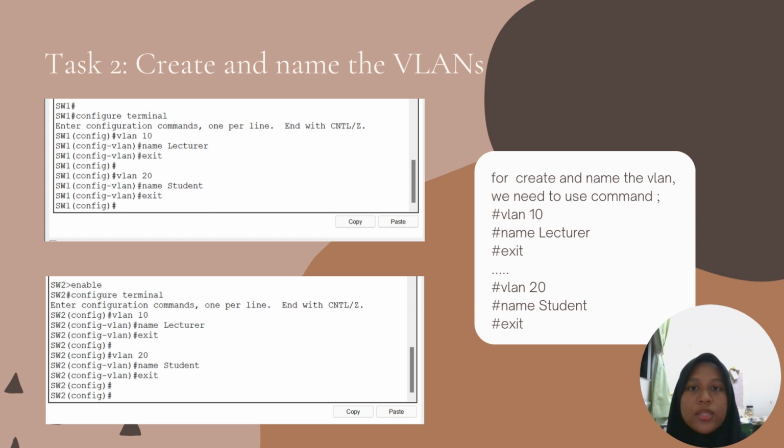For task 2, we need to create and name the VLAN. So first, on switch 1, we have to enter enable and configure terminal before creating the VLAN. After that, to create the VLAN, we just enter vlan 10. We put the name lecturer command to create our VLAN name. Same for the next VLAN, which is VLAN 20, and we give the VLAN 20 the name student. And for the next switch, which is switch 2, it's the same step as we did at switch 1.